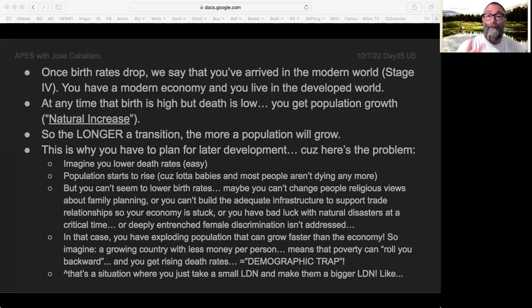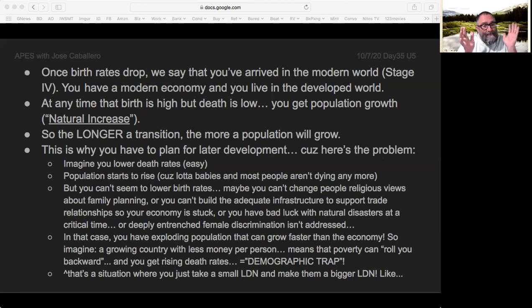Once those birth rates drop, we say that you're in the modern world, stage 4. Remember that population rises until then, so you have increasing populations. So if you have a long transition, that means a longer period for population growth, and we could have a problem. What happens if population is growing? You've lowered the death rate, population grows, and you can't lower birth rates. What if most of the babies survive, but people still have 10, 11, 12 kids each?